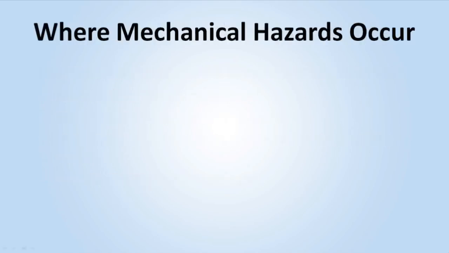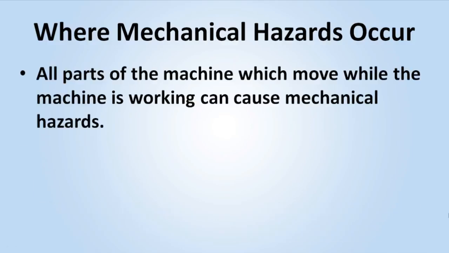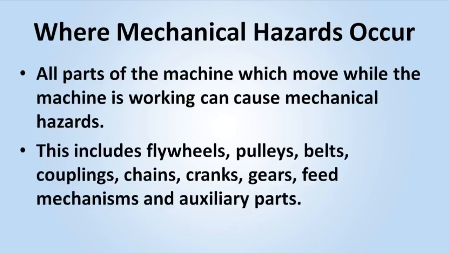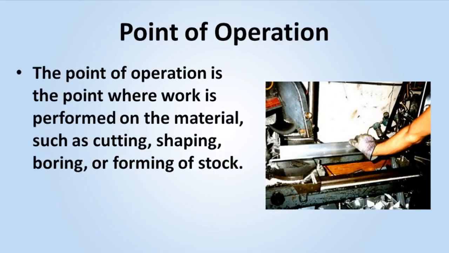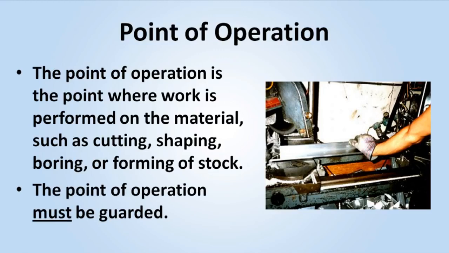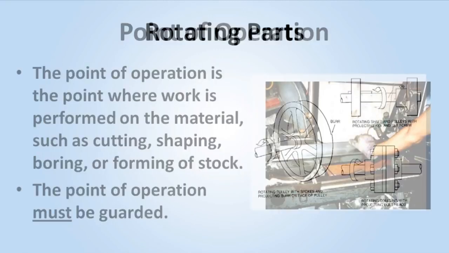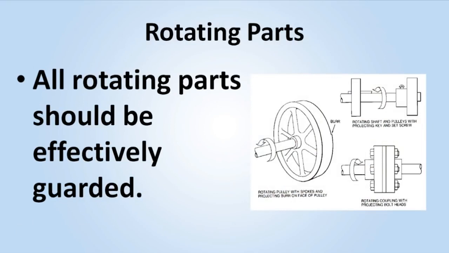All parts of the machine which move while the machine is working can cause mechanical hazards. This includes flywheels, pulleys, belts, couplings, chains, cranks, gears, feed mechanisms, and auxiliary parts. The point of operation is the point where work is performed on the material, such as cutting, shaping, boring, or forming of stock. The point of operation must be guarded. All rotating parts should be effectively guarded.